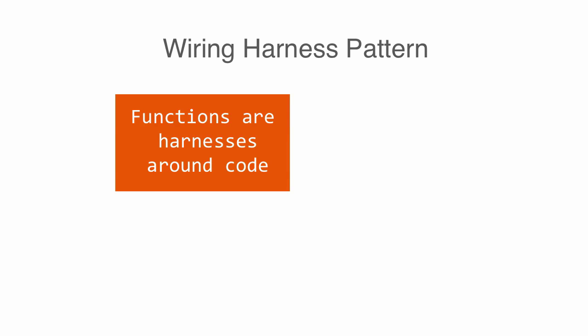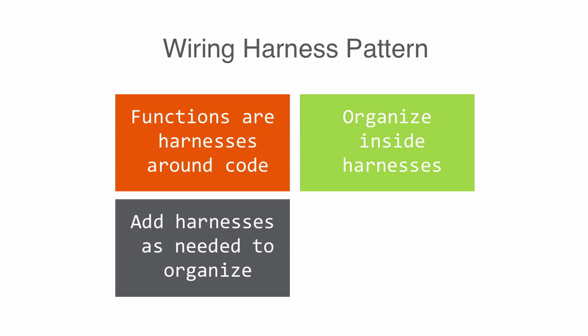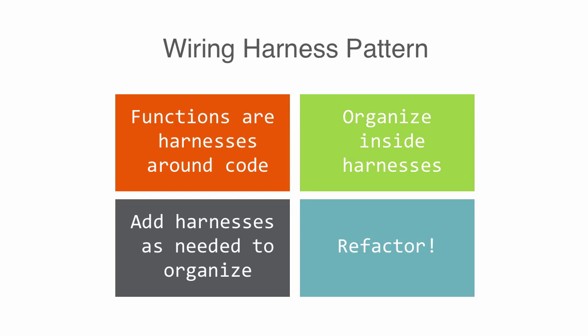Here are some quick takeaways. Functions are just harnesses around inputs, actions, and outputs. Keep your functions organized in order, with inputs at the top, followed by actions, and outputs at the bottom. Add more harnesses, functions, as needed to keep your code organized. For now, when dealing with existing code, only refactor it. Try not to make any functional changes.